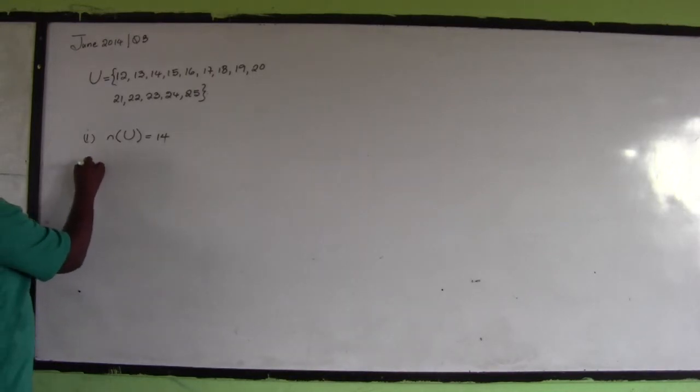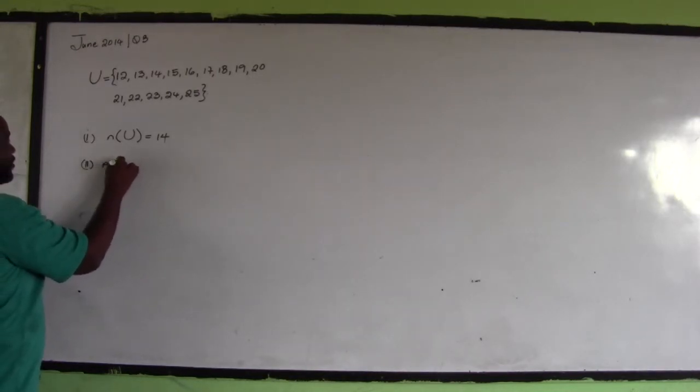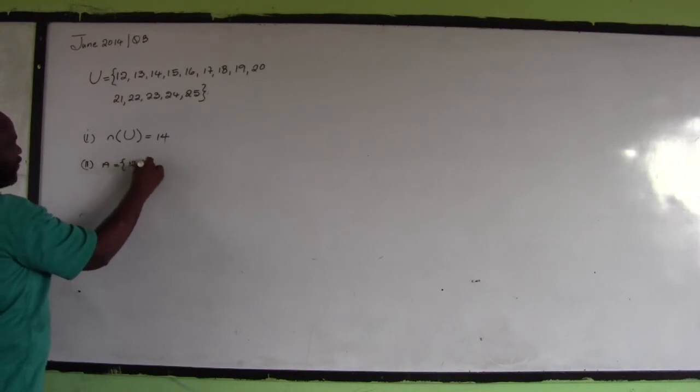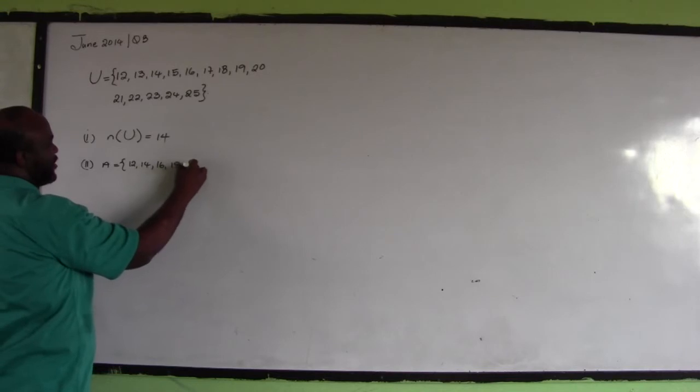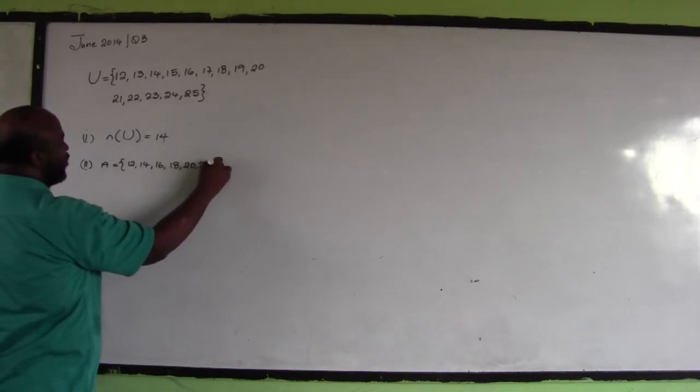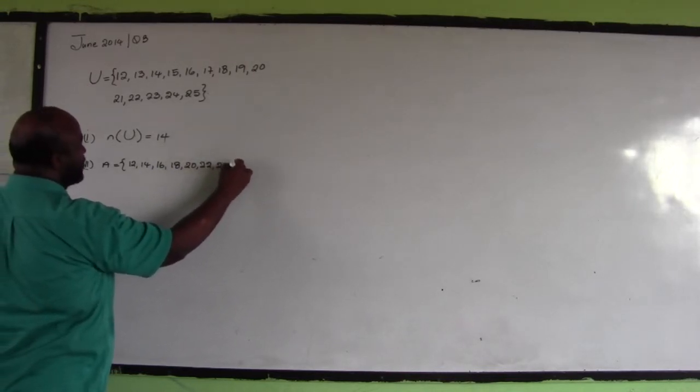Then he says, list the members of the subset A. What is A? Even numbers. 12, 14, 16, 18, 20, 22, 24. That's it.